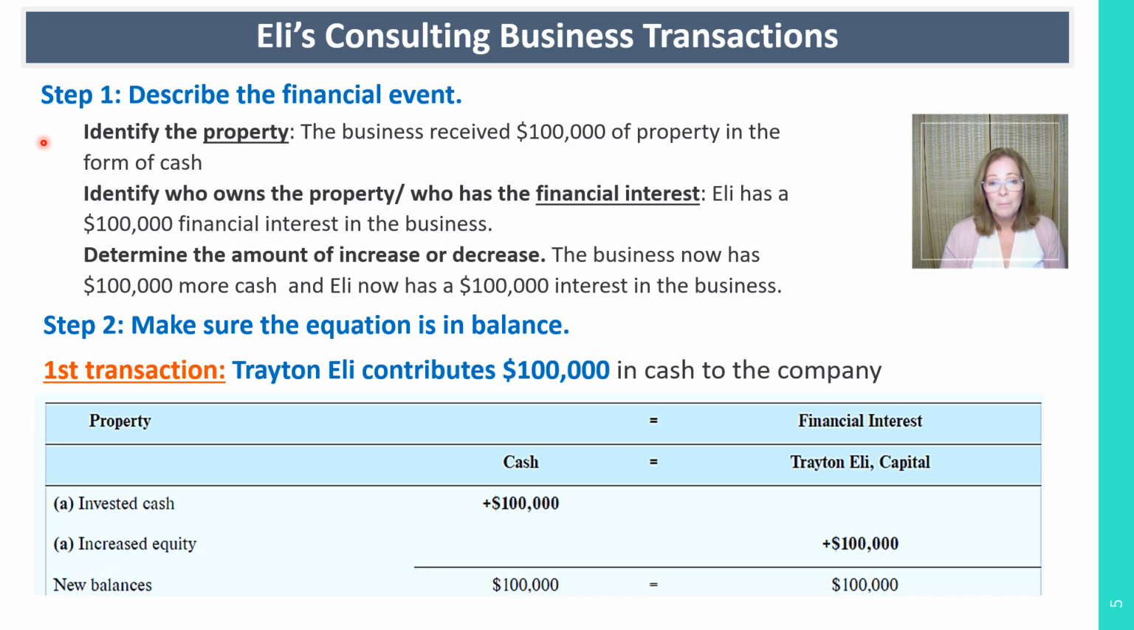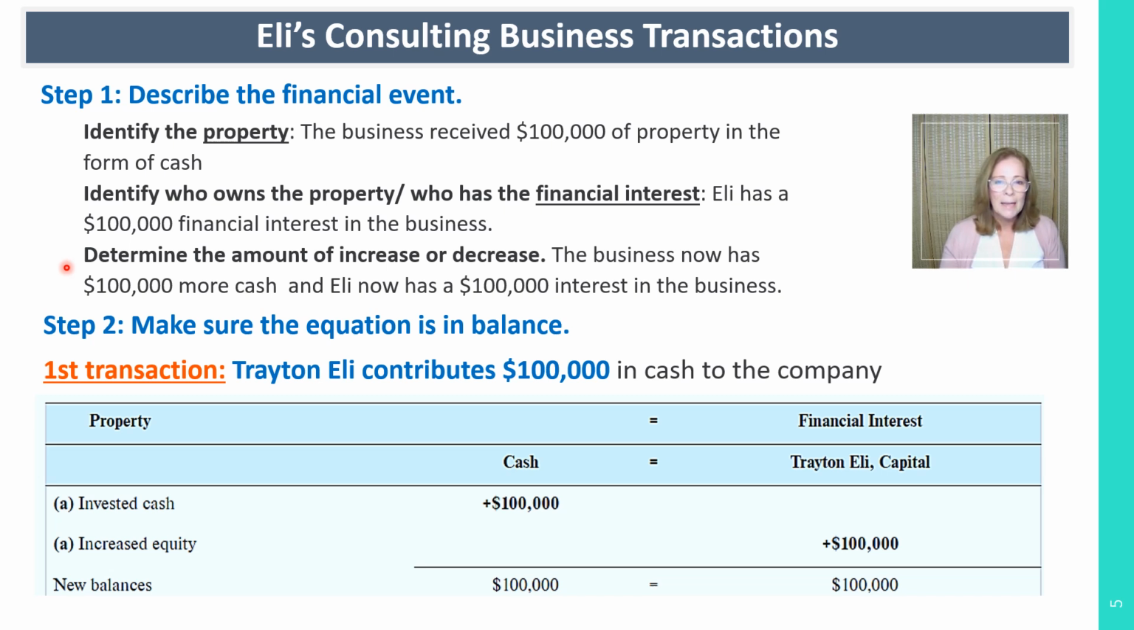Okay, remember every transaction has two parts. So for the second part, we identify who owns the property, who has the financial interest. For this transaction, Eli has a $100,000 financial interest in the business. Next, we determine the amount of increase or decrease. The business now has $100,000 more cash, and Eli now has a $100,000 interest in the business. That means that property increased and the financial interest or obligation side increased as well.